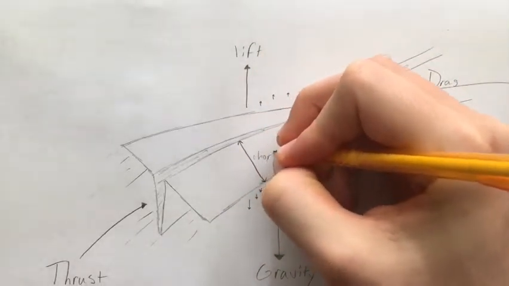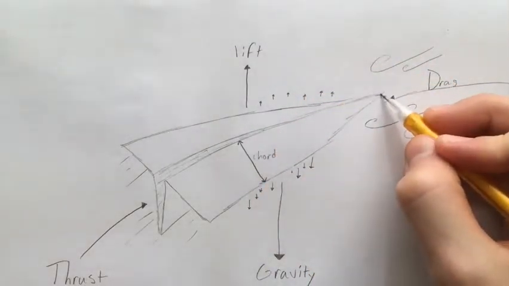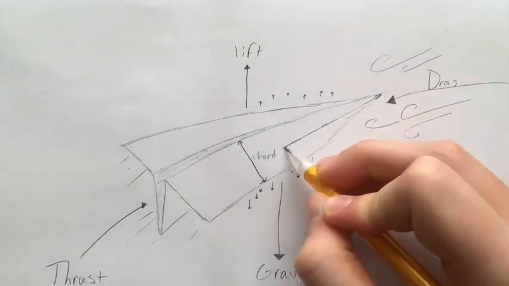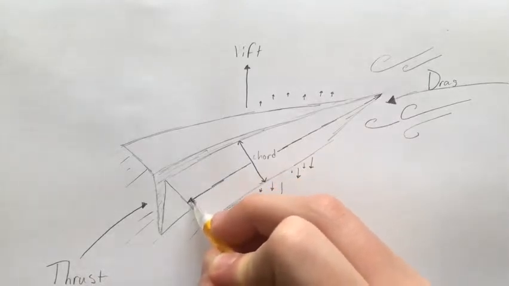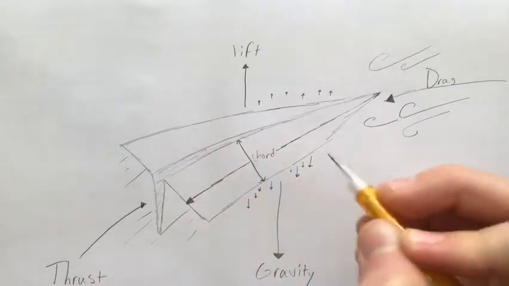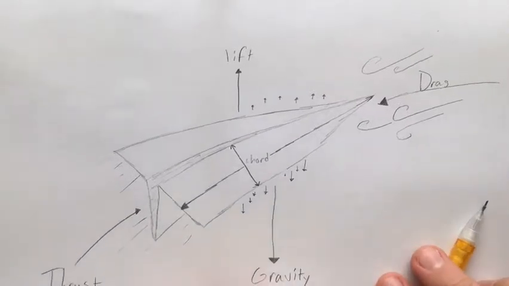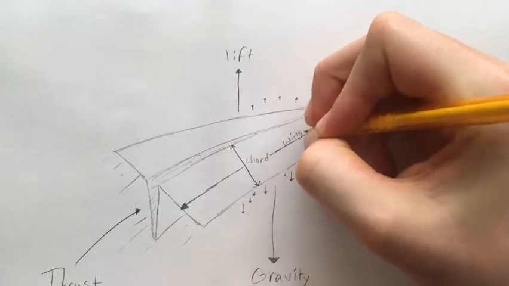The next thing I will be talking about is the chord of the wing, which is basically the width of the wing and determines how wide your wing will be. The length of the wing is the wingspan, represented by that long line going from the top of the wing to the bottom of it.